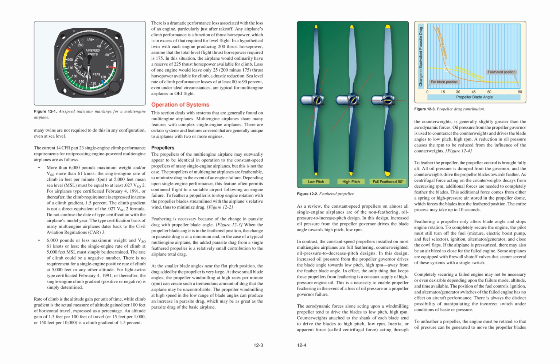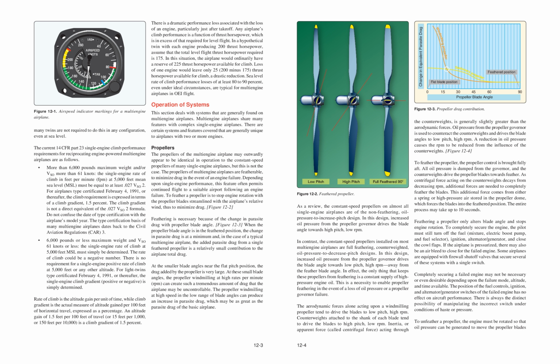Figure 12.4. To feather the propeller, the control is brought fully aft. All oil pressure is dumped from the governor, and the counterweights drive the propeller blades towards feather. As centrifugal force acting on the counterweights decays from decreasing RPM, additional forces are needed to completely feather the blades. This additional force comes from either a spring or high-pressure air stored in the propeller dome, which forces the blades into the feathered position. The entire process may take up to 10 seconds.